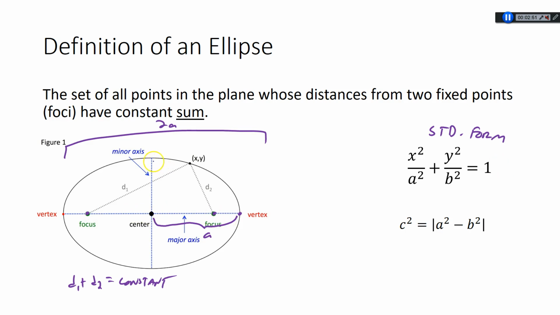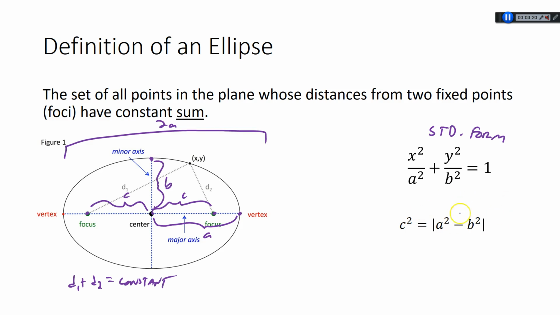The b value is the vertical distance. It's like half of the minor axis, right? So b is the distance from the center to the top. So a is from the center to the right or to the left. b is from the center to the top or to the bottom. And then c is the distance out to one of the focus points. So we have c there and we have c here. Just like on a parabola, the c value is how far it is from the center to one of the foci.